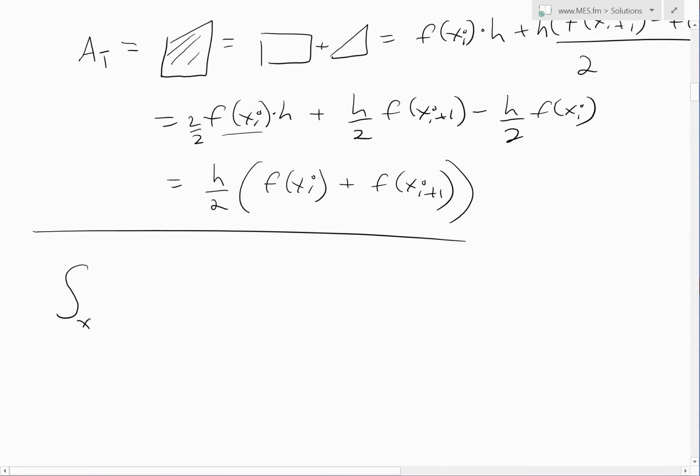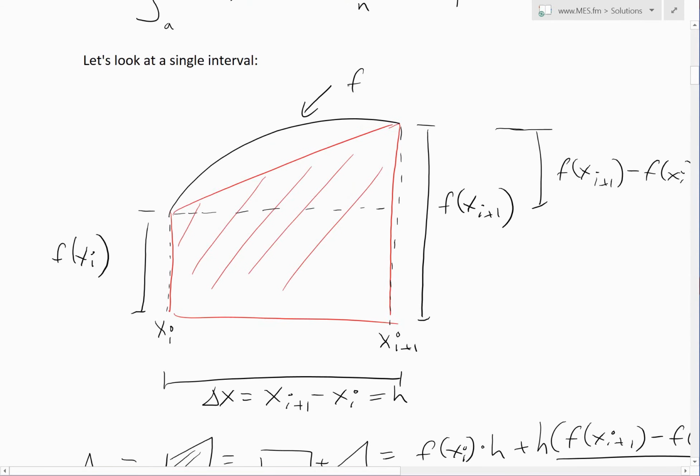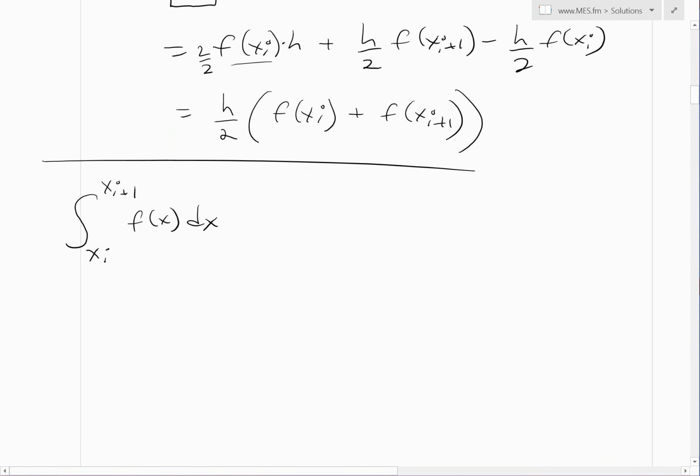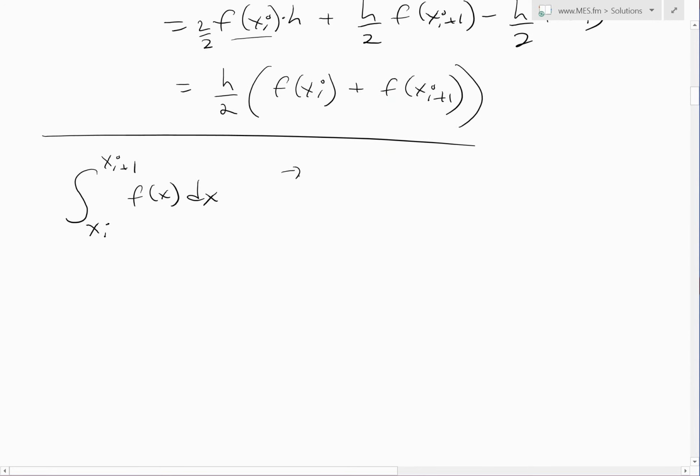So now to find the exact area underneath, that's just going to be the integral from x_i to x_{i+1} of f of x dx, because this function here is our f of x. Now I'm going to change this variable to get rid of this x_i. To do that, let t equal x minus x_i. The reason is that when you plug in x_i, that becomes 0, and when you plug in x_{i+1}, that becomes our delta x, or h. So the derivative is dt equals dx, and if we rearrange, x equals t plus x_i.